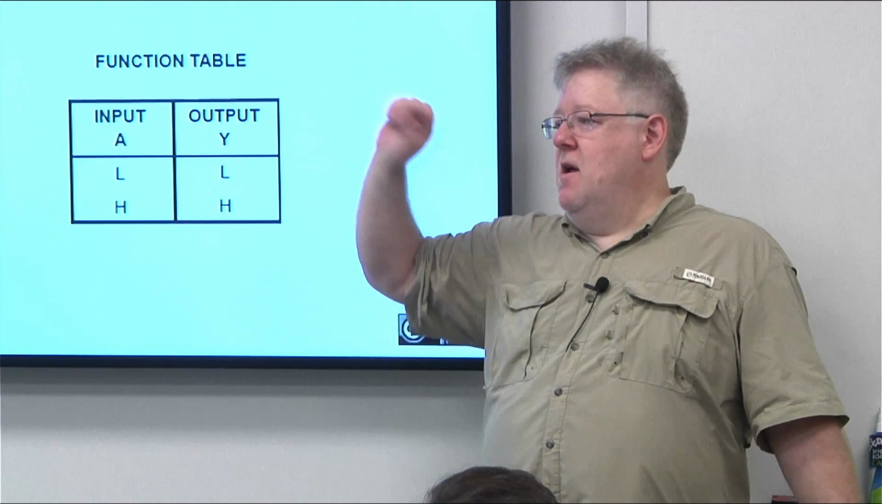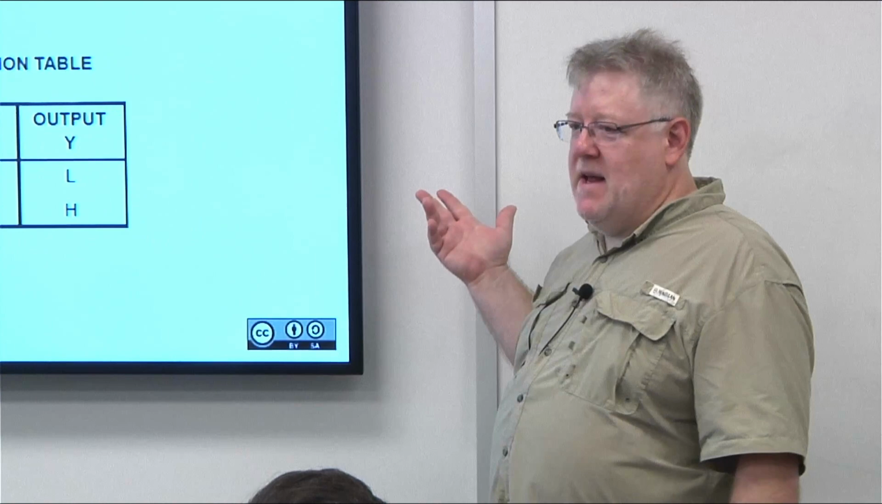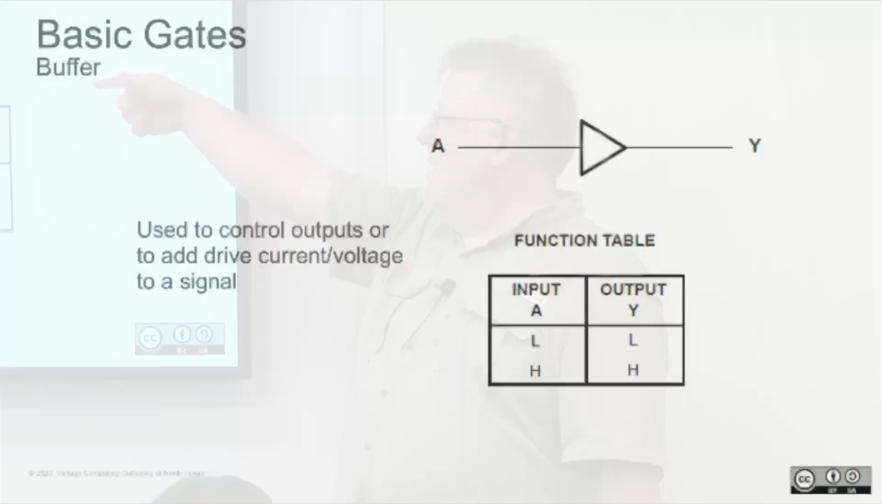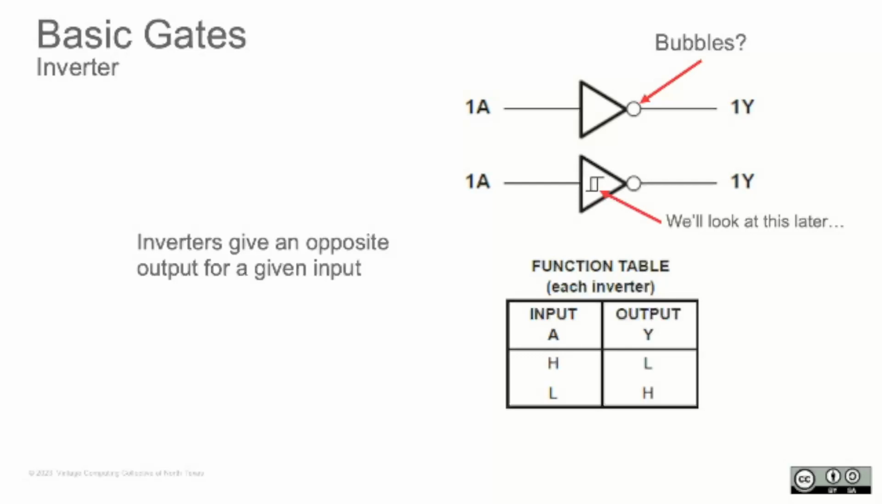So if you have a lot of chips sitting on that address bus, you're sending it out this way, and it's helping to get a stronger signal out that can drive more inputs of other chips. Why wouldn't you use that on a data bus? Bidirectional. It's not bidirectional, it's unidirectional. One goes in, one goes out. So it's a one-way street. But if you look at the function table, the input's low, the output's low. Input's high, output's high.